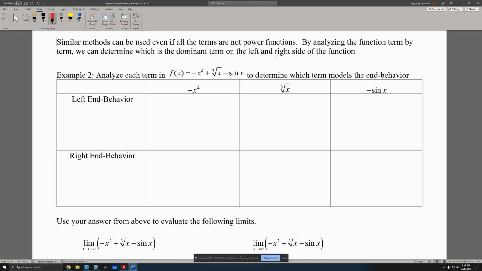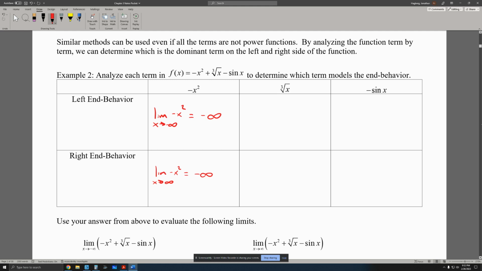So we'll start with the first term, negative x squared. This is a quadratic with a negative leading coefficient. We know that both ends for a quadratic are going to be going in the same direction. Because the term is negative, we know that they're both going to be approaching negative infinity. So we can write this as the limit of negative x squared as x approaches negative infinity is equal to negative infinity. And then the right end behavior is the limit of negative x squared as x approaches positive infinity, that right end behavior approaches negative infinity or equals negative infinity.